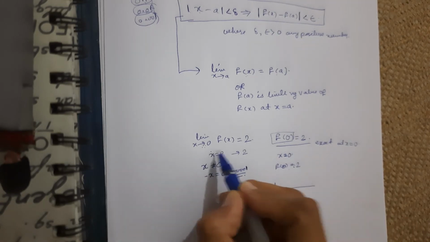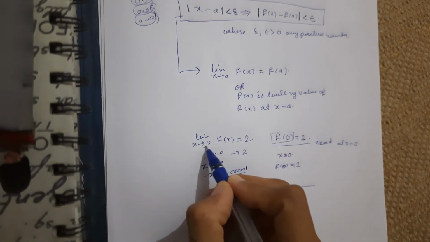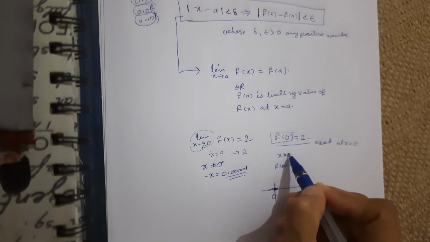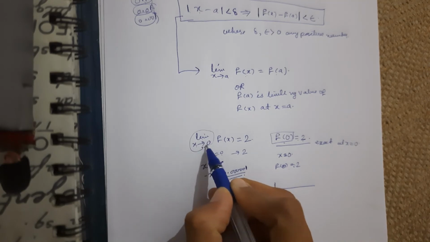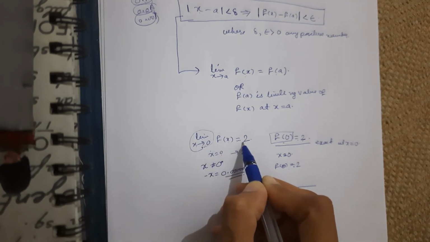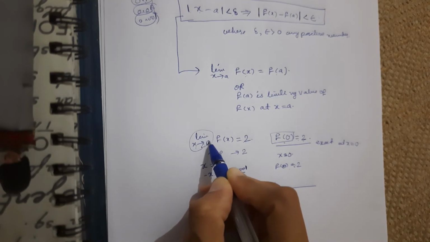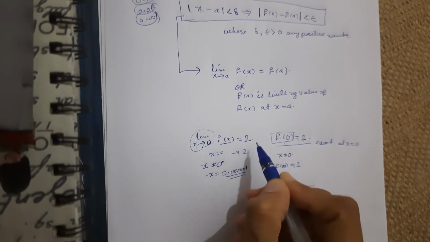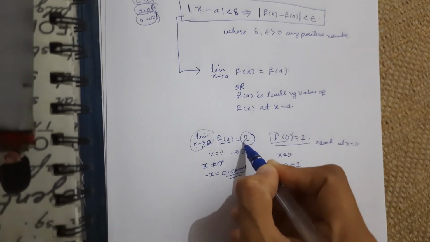So what is the difference between these two? If I write f of 0 equal to 2 without the limit, it means at x equal to 0 I exactly get 2. And what does this mean? Limit x tends to 0, f of x equal to 2. This means my x cannot go exactly to 0. At the same time, my function value cannot be exactly equal to 2. It is very, very near to 2.